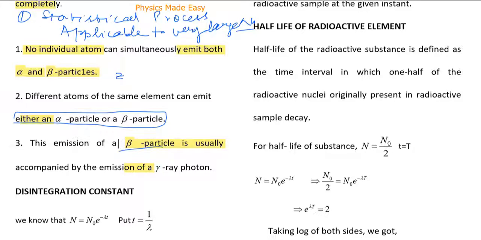If I create this reaction, that it breaks up into Z minus 1, Z minus 3, say Y, A minus 4, plus alpha plus beta particle, this reaction is invalid.